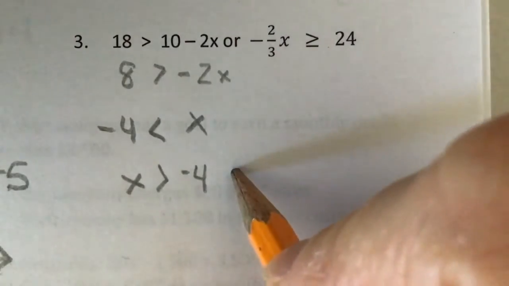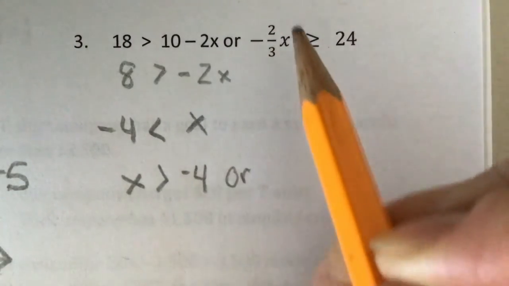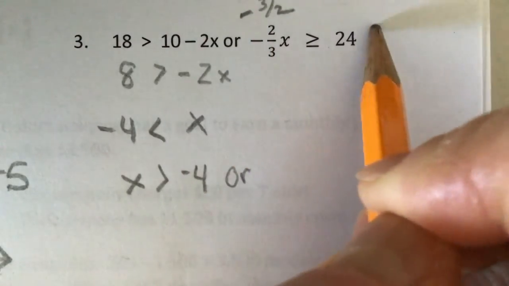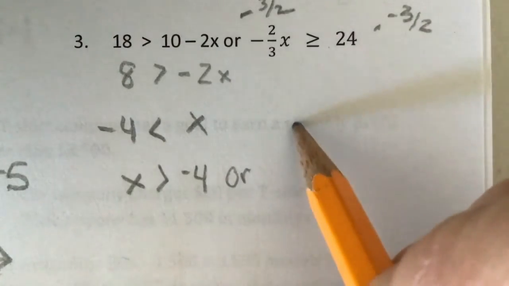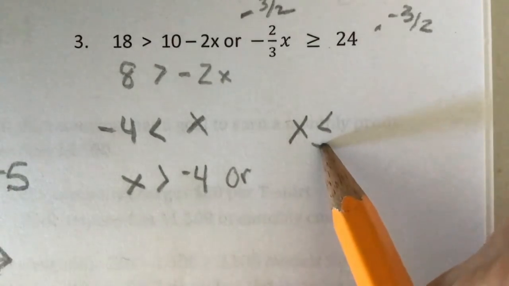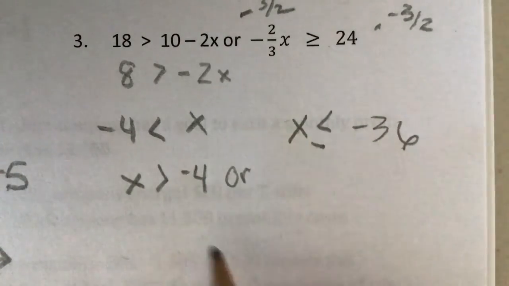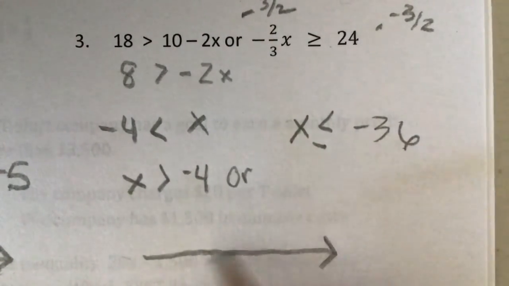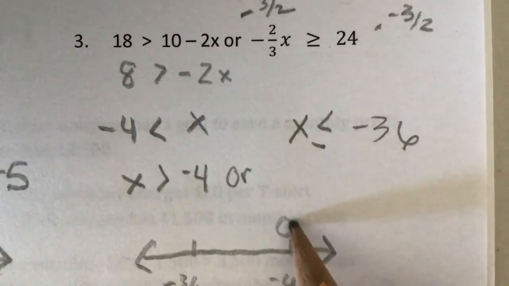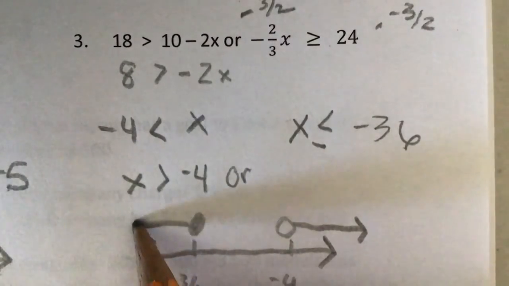That is the solution. Or in the second part of this, since we have negative 2/3 as the coefficient of x, we're going to multiply both sides by the reciprocal, so negative 3/2. So that would be x. The inequality symbol would need reversed because it's a negative, and negative 3/2 times 24 would be negative 36. To graph this, we would locate the two numbers, negative 36, negative 4. We want numbers greater than negative 4, or we want numbers less than or equal to negative 36.